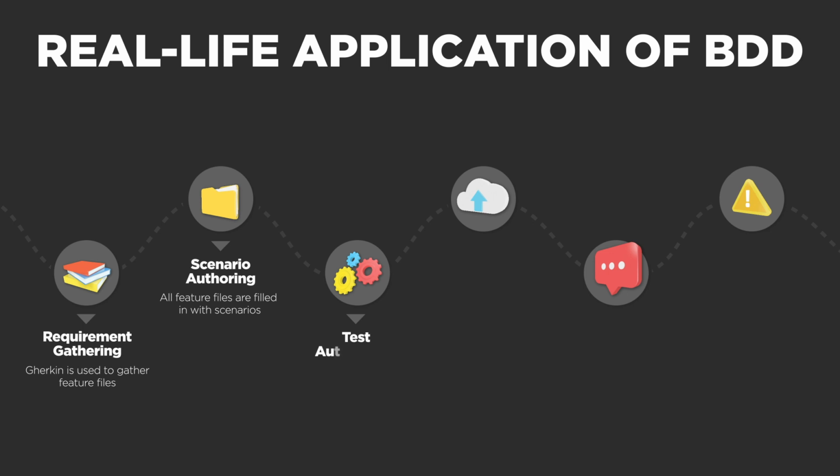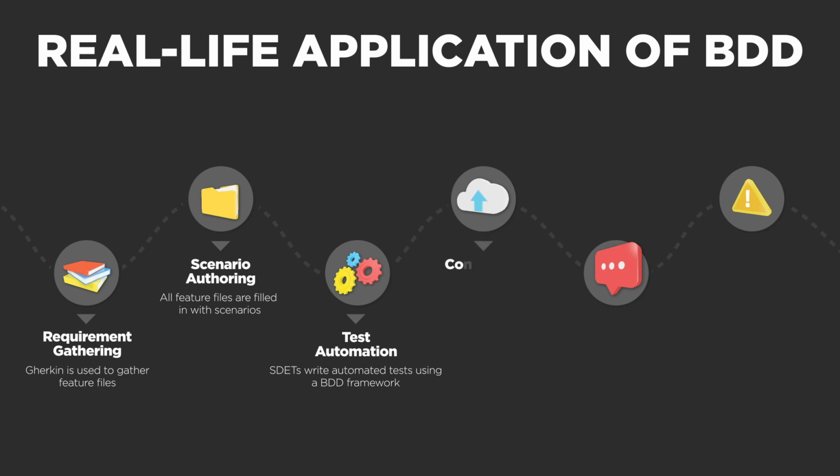The following step is test automation. The development team writes step definitions and automates the scenarios using a BDD test automation framework. This automation ensures that the software behaves as expected.